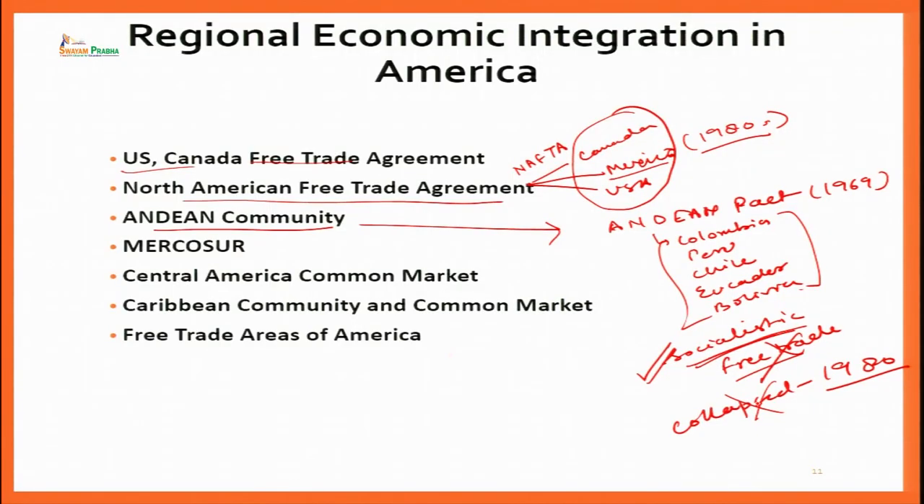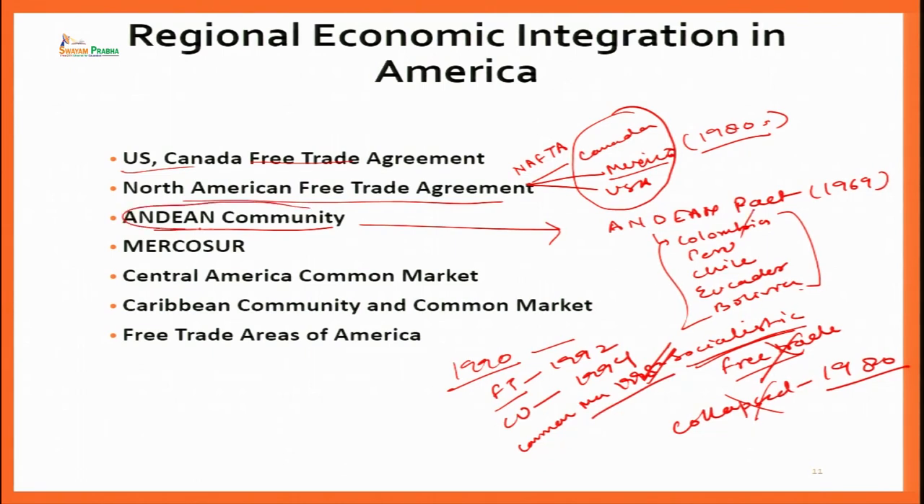Then they tried to revive it again in the 1990s. They tried to create the system again, and they started looking for a free trade zone. In 1992 they created their free trade zone, in 1994 they created their customs union, and finally in 1995 they created their common market. And from the ADN pact they became the ADN community.